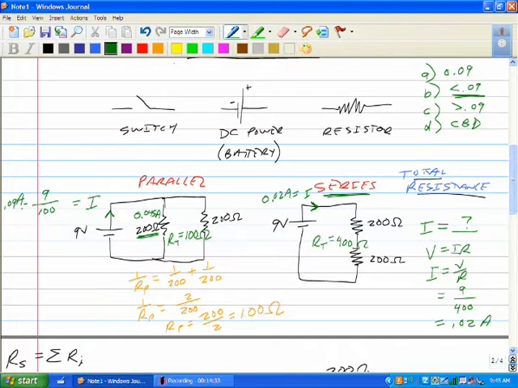Right. Okay? Now, we need to learn what's called Kirchhoff's Junction Rule. Yes, Kirchhoff's Junction Rule. And it's real simple. At any junction, the current in has to equal the current out.